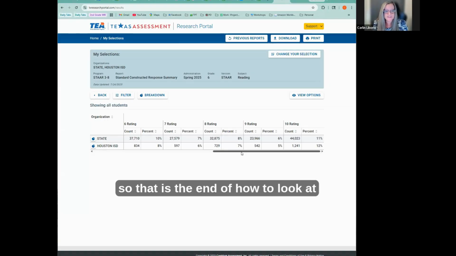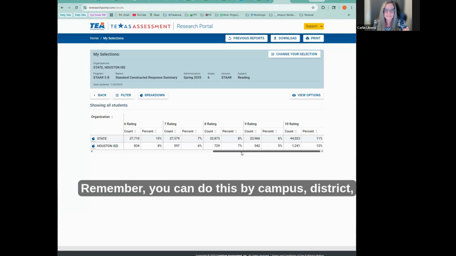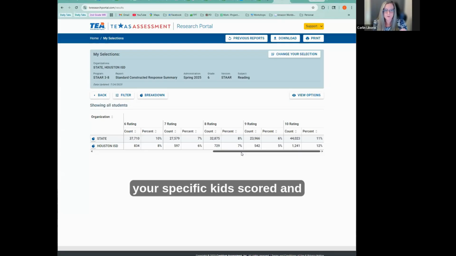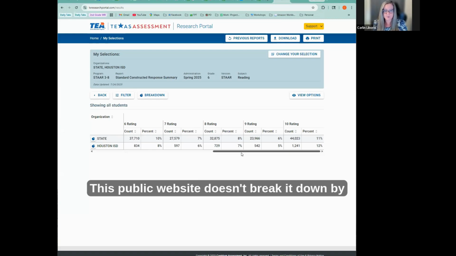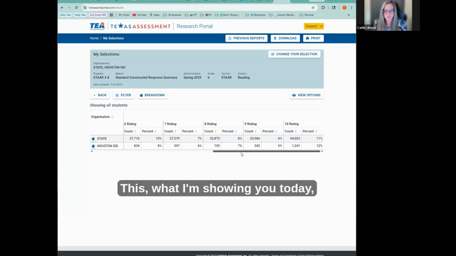Okay, so that is the end of how to look at your ECR scores. Remember, you can do this by campus, district, and also compare it by state. If you talk to your district testing coordinator or your principal, they can also give you information about how your specific kids scored and look at your data for just one teacher. This public website doesn't break it down by teacher, but you can definitely look at that if you ask your testing coordinator. What I'm showing you today is just public information that anybody can access, by campus, district, and state.